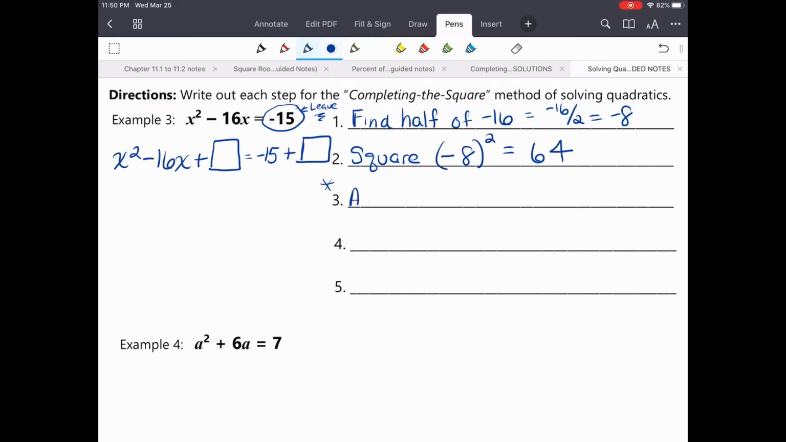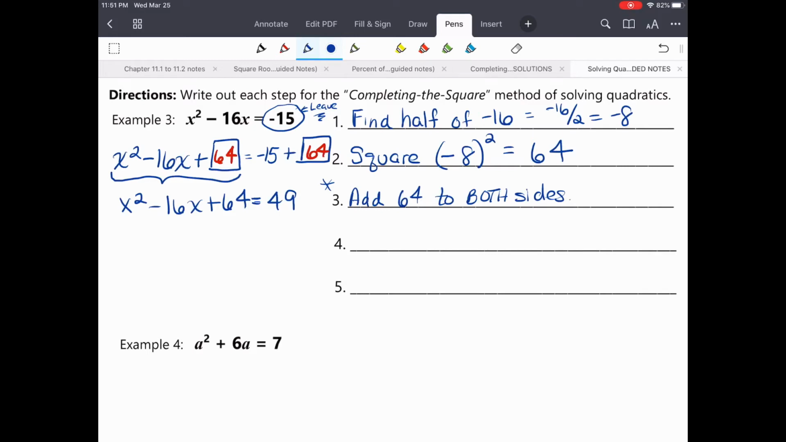Okay, so the next step, step 3, is going to be what we got from step 2. So you're going to add 64 to both sides. So you want to add 64 here and 64 there. All right, so let's clean that up. Now that all comes together. So you've got x squared minus 16x plus 64 equals, and then negative 15 plus 64 equals 49.